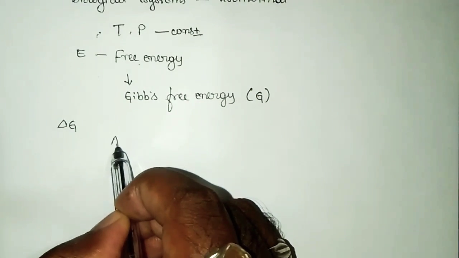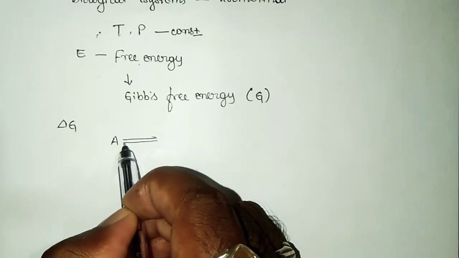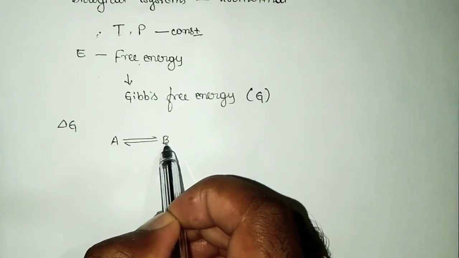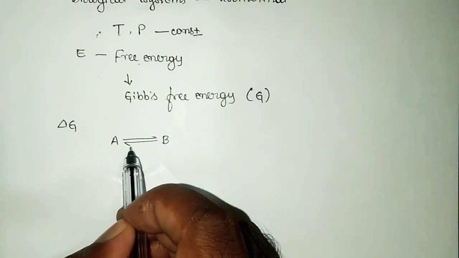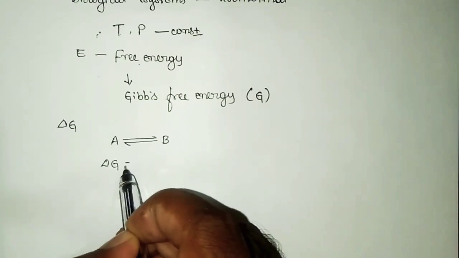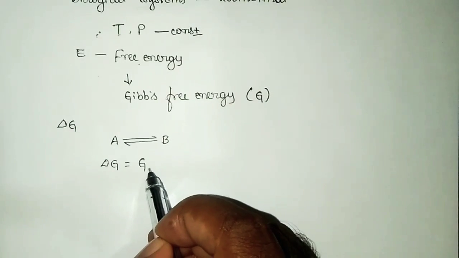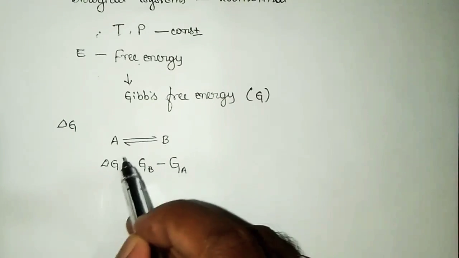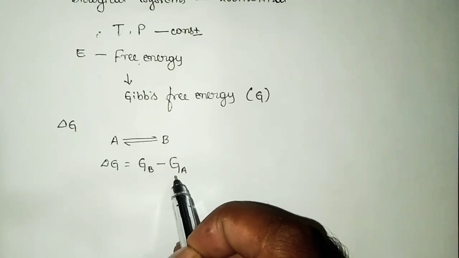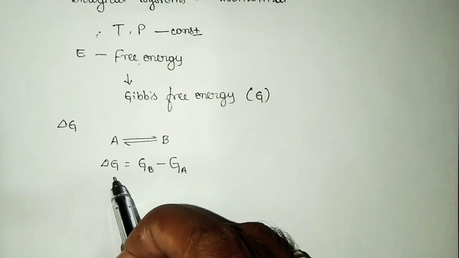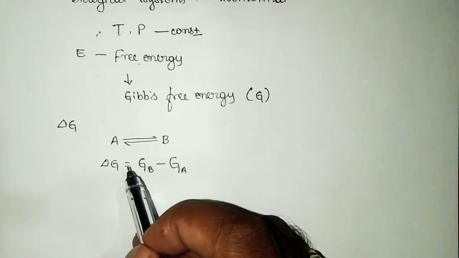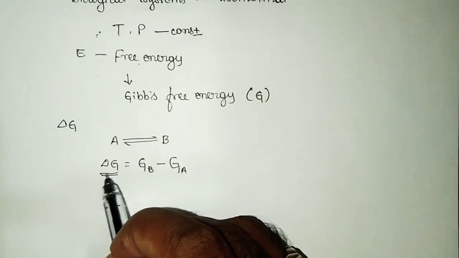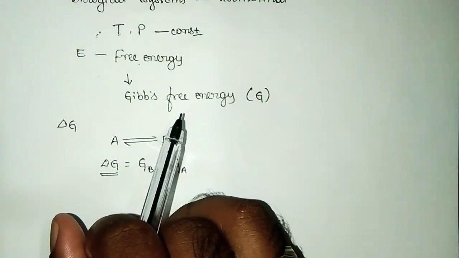So if you consider a simple reaction which is reversible in nature, so A is in equilibrium with B, or A is reversibly changing with B. For this particular reaction, the value of delta G can be simply calculated as the difference in free energy of the product, that is B, and free energy of the reactant, that is A. So GB minus GA will give the value of delta G, that is change in free energy. This change in free energy, delta G, is a very important tool. It has great importance in the biological system.